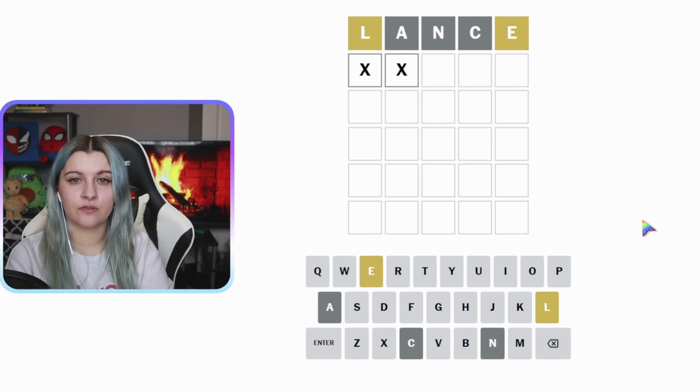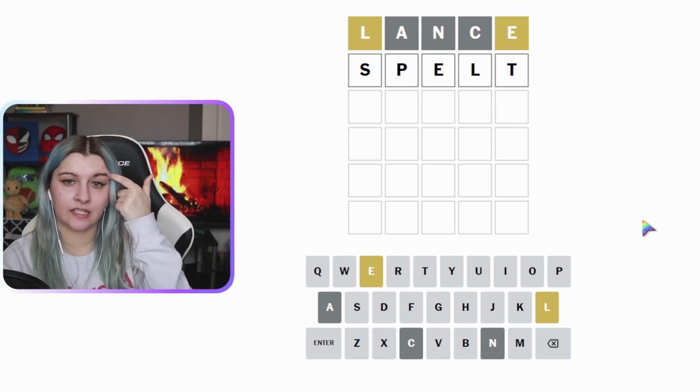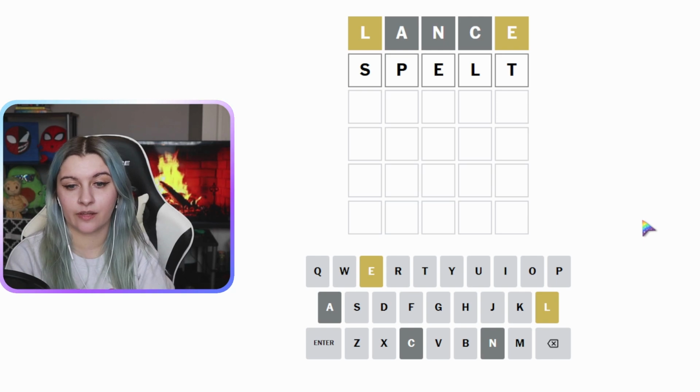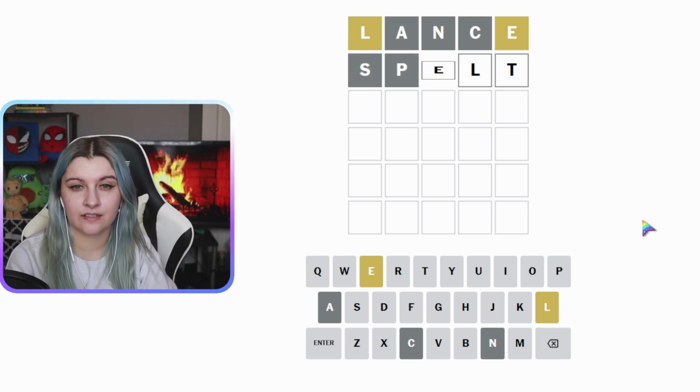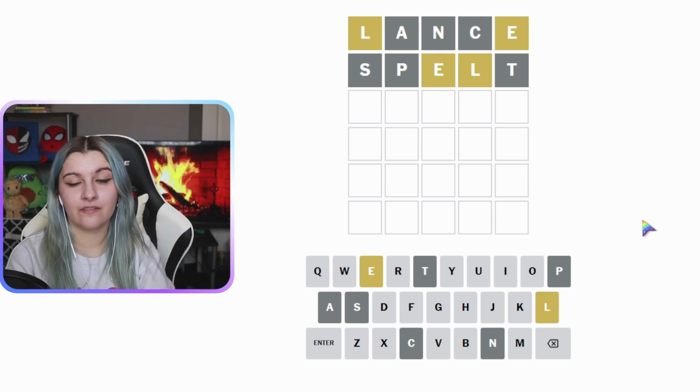I could also do ELT, like spelt. That's actually a pretty good guess. SPLT are all pretty common letters. I actually know the L's in it already. I think that's a good guess. None of them. None of them.